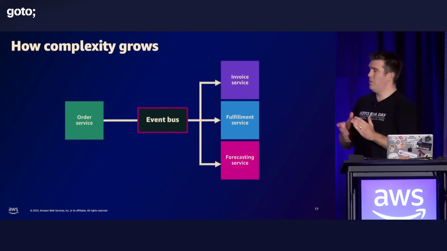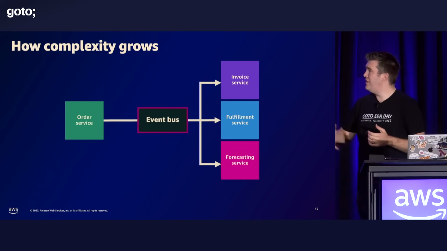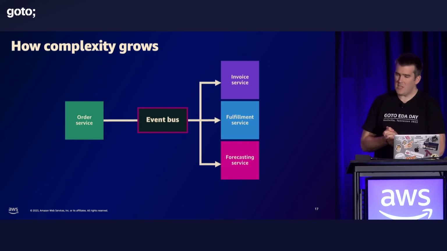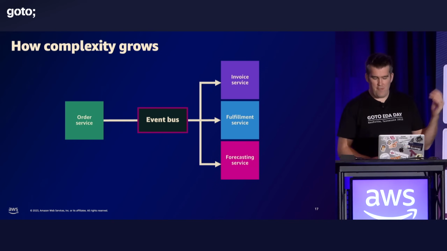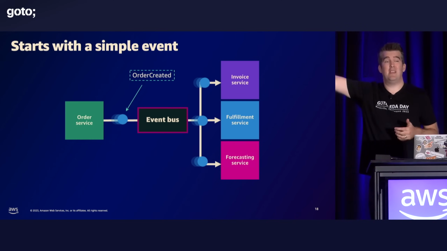So here's an architecture that will be referenced throughout this talk. It's a very basic architecture. We have the order service, and then we have some consumers downstream: fulfillment, invoice, and forecasting. We're using an event bus in the middle because we want to notify downstream consumers that something has happened.